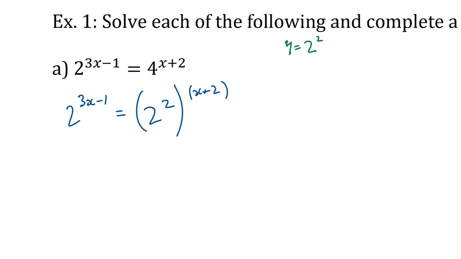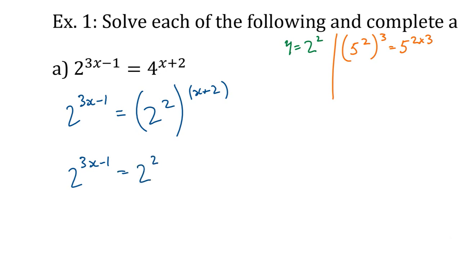And again, we did this yesterday. When we have a power of a power, so again, I'll come over here and I'll show this. So 5 squared all to the 3 is 5 to the 2 times 3, right? You multiply the exponents together, so it'd be 5 to the 6 in that case. But for us, I want it to look like this. 2 to the 2 times x plus 2.